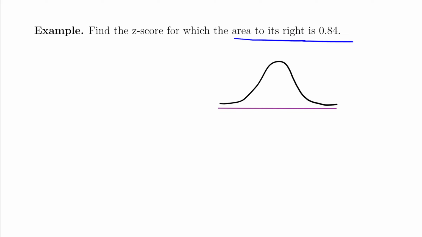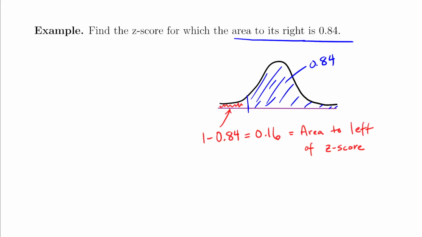So I have to pick a value that's so far to the left that the area to the right of it accounts to 0.84, because the area to the right is 0.84. Now, before we go to the chart, we know the chart only gives us area to the left. So this 0.84 is not going to be helpful immediately in the chart. Instead, we've got to translate that and say, well, you could tell me the area to the right is 0.84, but then I could tell you the area to the left is 1 minus 0.84, which is 0.16.